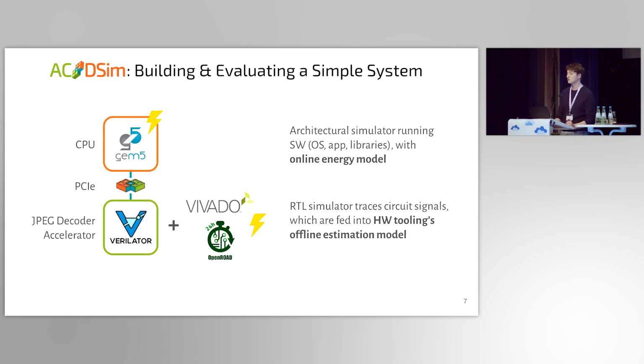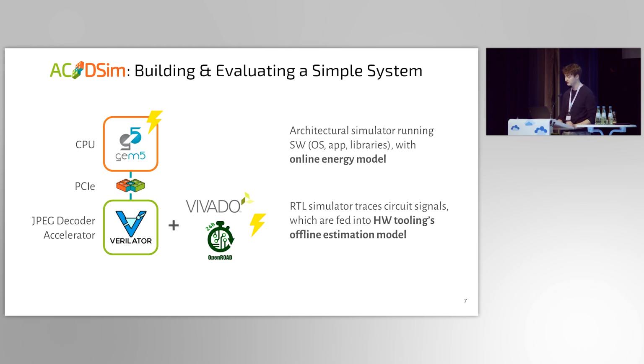So let's have a closer look at evaluating this simple system made up of a CPU with a hardware accelerator attached over PCI Express. The CPU is simulated by the architectural simulator gem5, and it runs the OS, libraries, and the workload application. The hardware accelerator, on the other side, is simulated by a cycle-accurate RTL simulator. Here I'm using the example of a JPEG decoder, but you can of course simulate anything for which you have the RTL code. And then there's the PCIe connection connecting the two, and this one is taken care of by Simbricks.